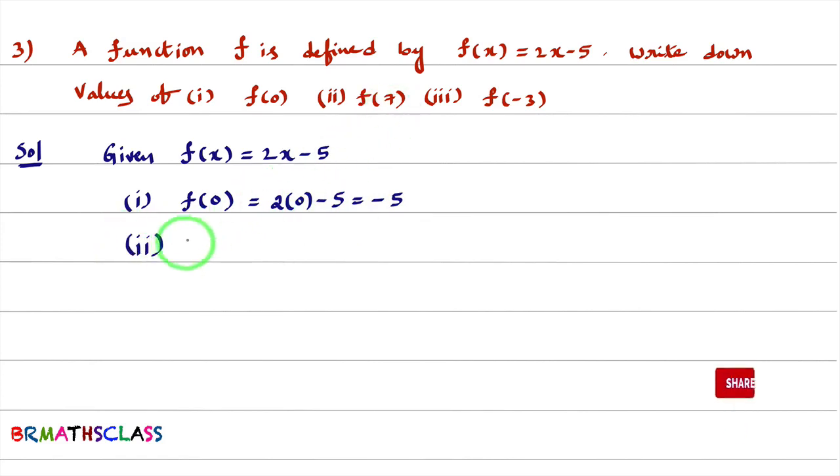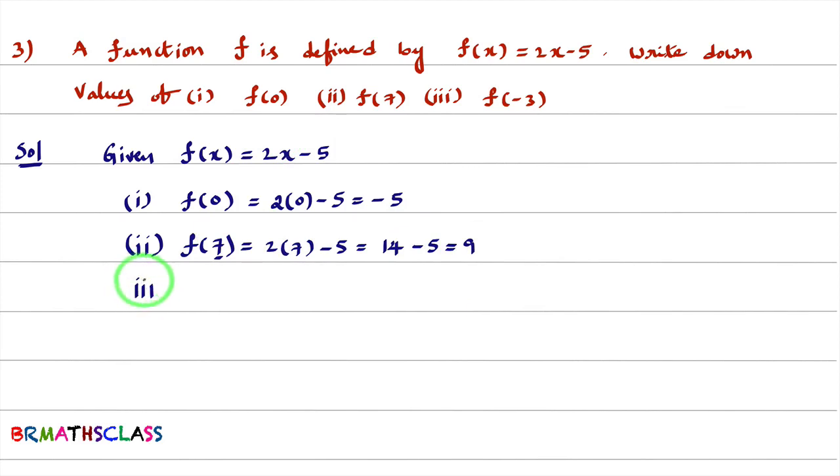Now you see the second part. In the second part they are asking to calculate f(7). What is f(7)? In place of x, here 7 is there. So in this function, wherever x is there you write 7. Then what will you get? 2 into 7 minus 5. 2 sevens are 14. 14 minus 5 equals 9.